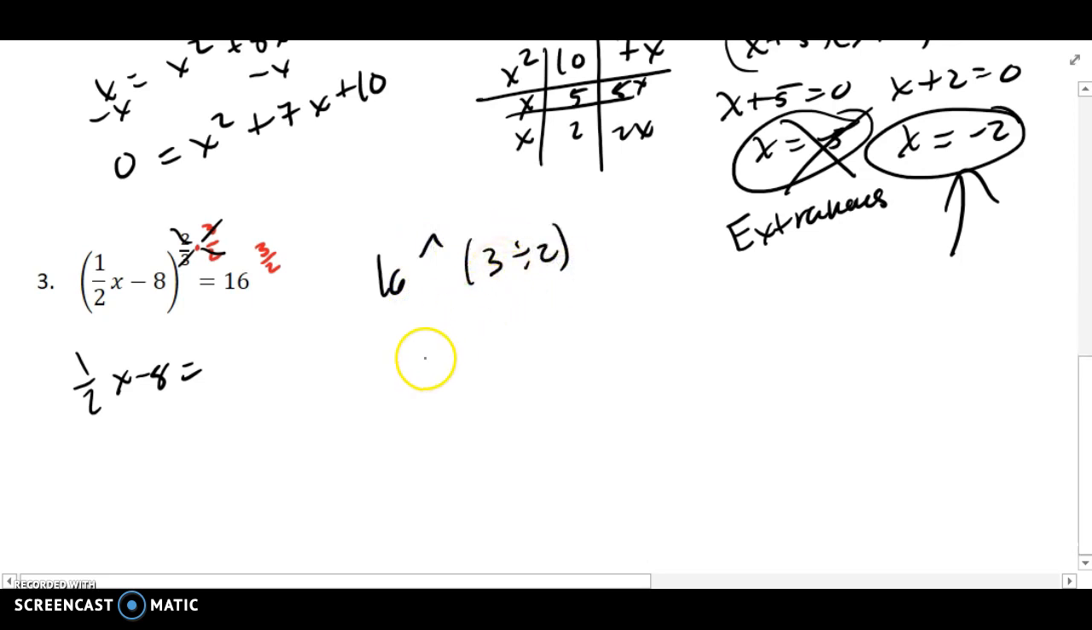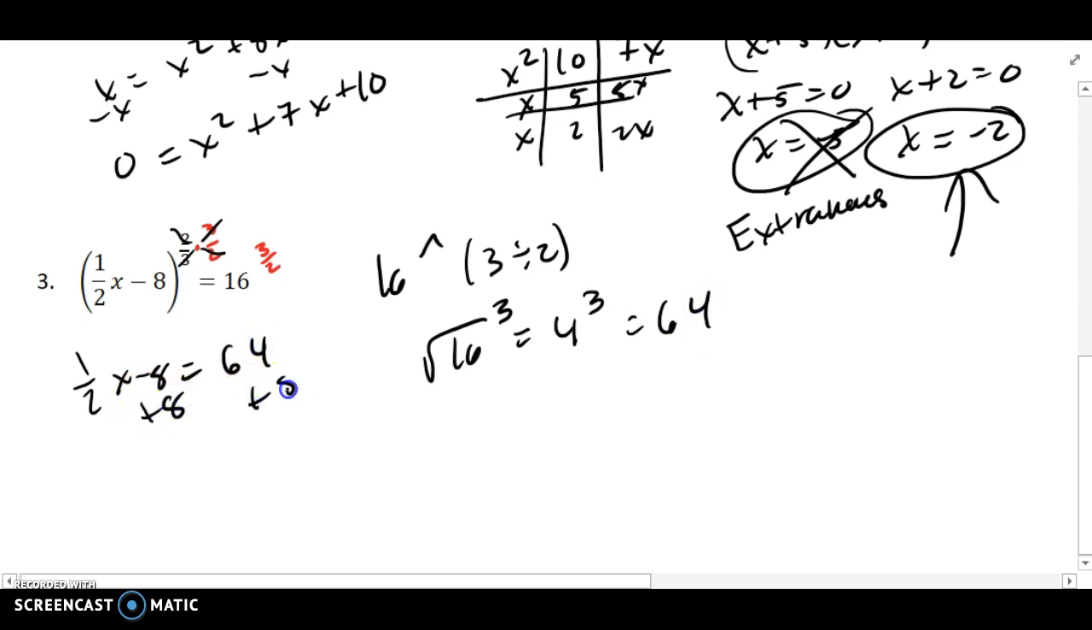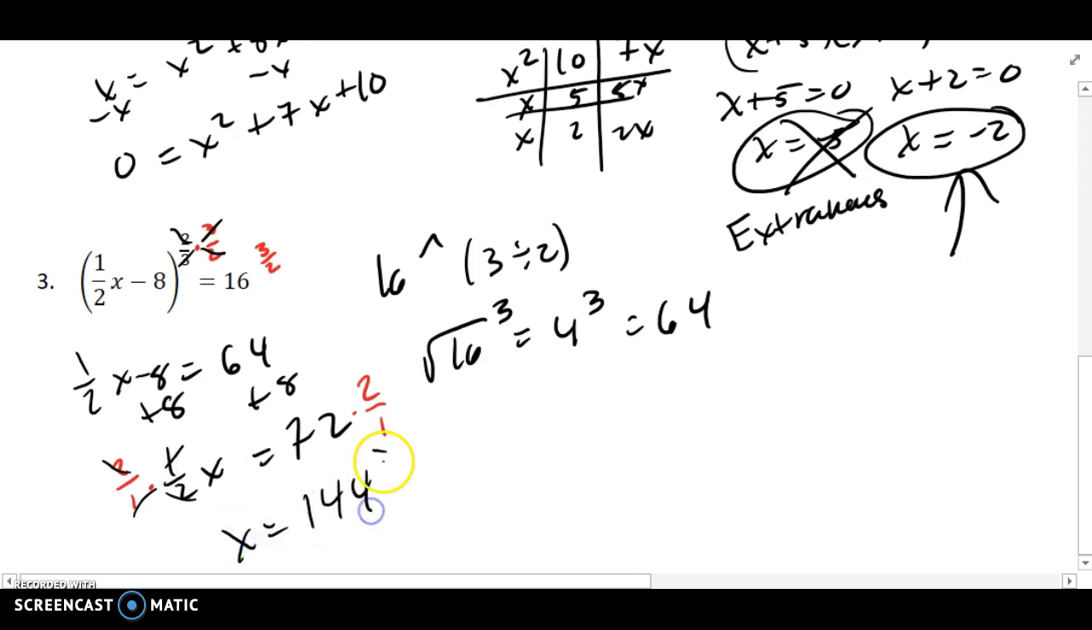So you can put that in your calculator here and hit enter. Or you can realize this is just the square root of 16 to the third power, which is 4 to the third, which is 64. We're going to add 8. So we got 1/2 x is equal to 72. Then again, whenever we want to get rid of a fraction, we multiply by the reciprocal. So they cross cancel, so we get x is equal to 144.